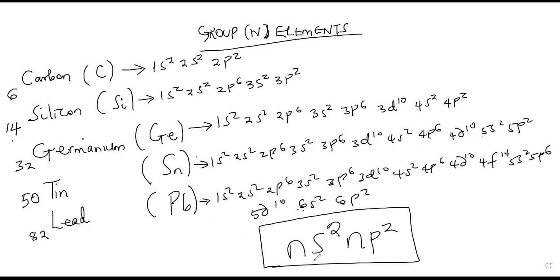For carbon, it is 2: 2s2, 2p2. For silicon, it is 3. For germanium, it is 4. For tin, it is 5. And for lead, it is 6. So that is how we conclude the outermost configuration of these elements.